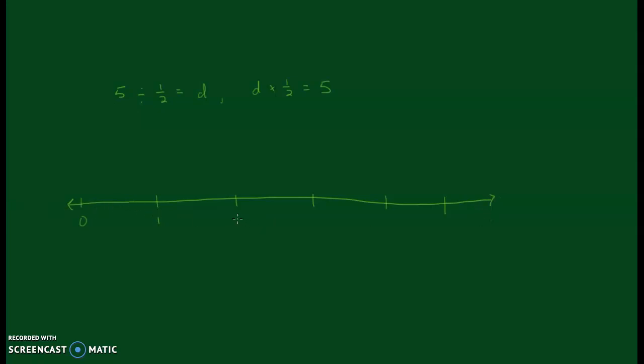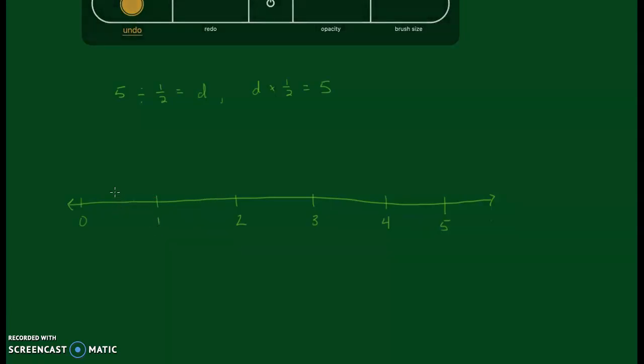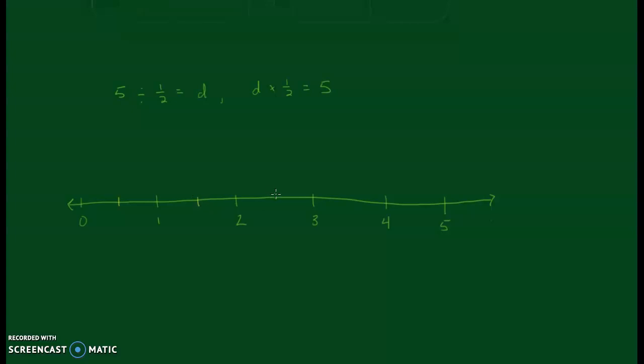So 1, 2, 3, 4, 5. And since we're dividing by half, I'm going to divide each of these into halves. So that's a half, half, half, half. Starting from 0, I'm going to count how many halves I have in 5. So I've got 1, 2, 3, 4, 5, 6, 7, 8, 9, 10.